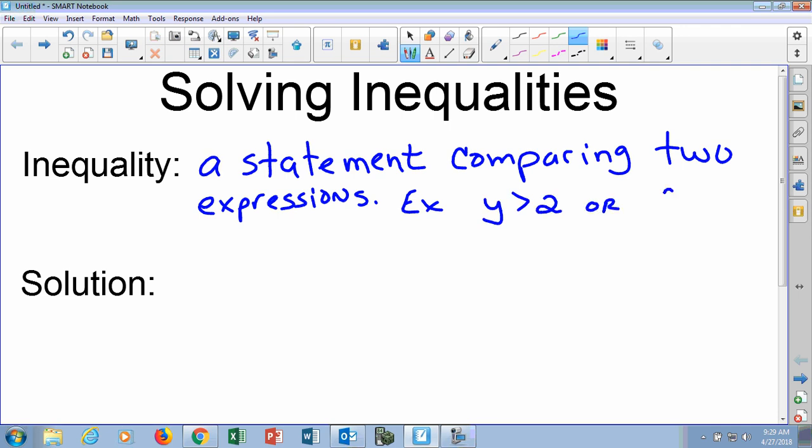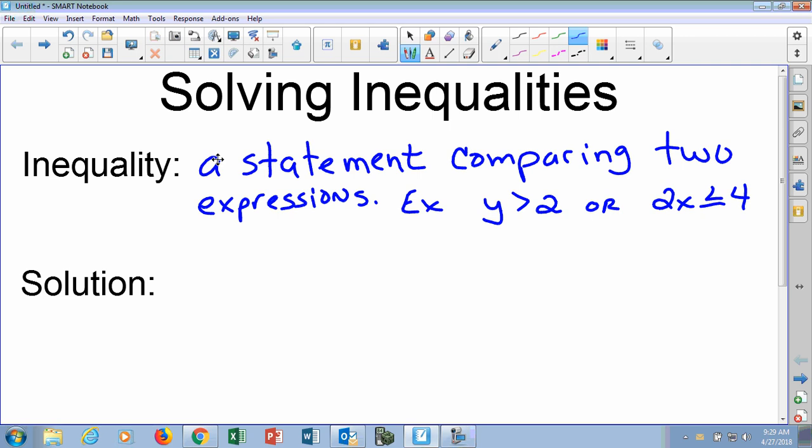Okay? Or 2x is less than or equal to 4. So there are certain numbers that would make those expressions true. Obviously, to plug into y, you have to have any number bigger than 2 for that to be correct, right? If I put in a 1 for y, would that be correct? Is 1 greater than 2? No. So any number bigger than 2 would work. Same thing here. You could plug in a 2 for x because 2 times 2 is 4. And that's what less than or equal to means, right? It can equal 4 or it has to be smaller than 4.